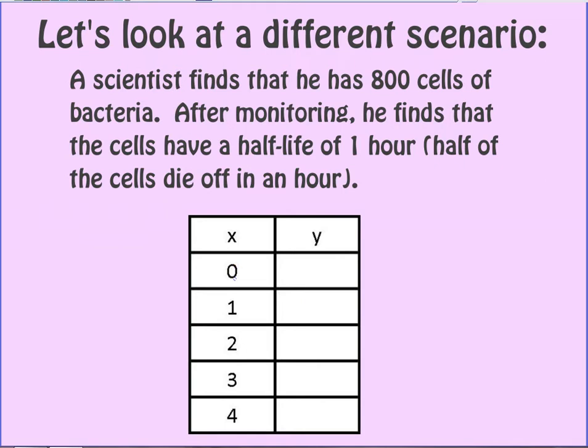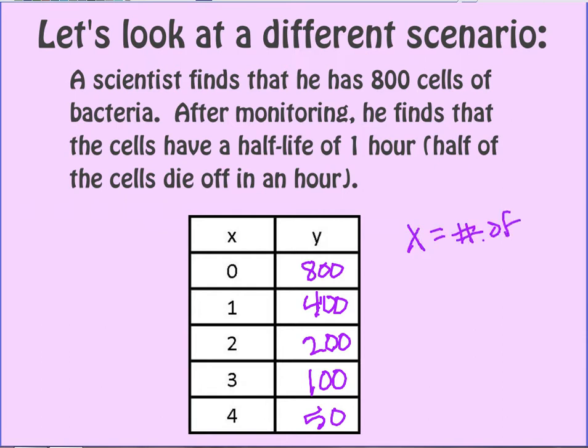After 0 hours, that's his starting point, he had 800 cells of bacteria. After 1 hour, how much is he going to have? 400 cells of bacteria. Now in the second hour, half of these 400 cells die off. So after the second hour, he's going to have 200 cells. Then in the third hour, he'll have 100. And how many will he have in the fourth hour? 50. So x is going to be the number of hours, where y is going to be the number of cells.